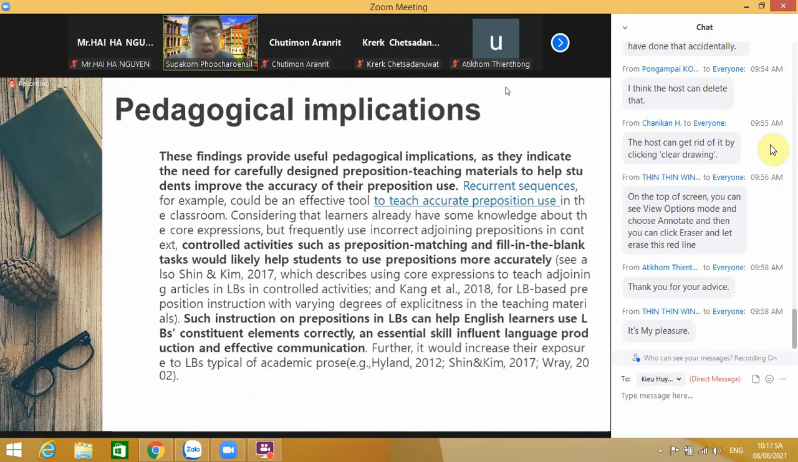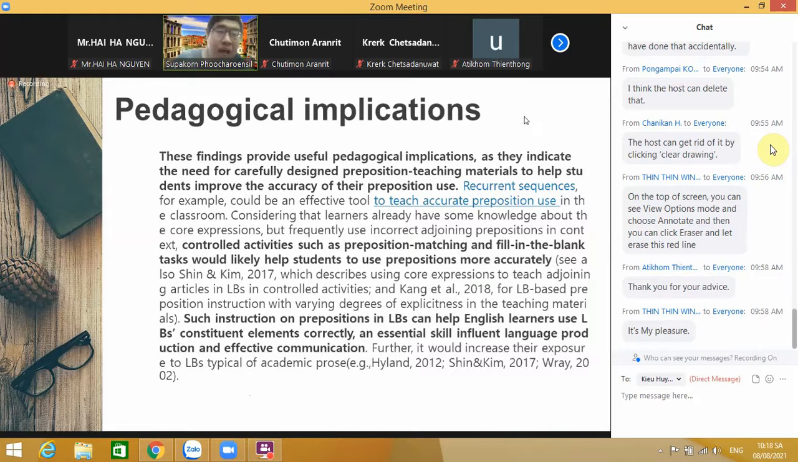Okay, so here, pedagogical implications. This is very important. As I said earlier, if you are in the field of English language teaching, TEFL, TESOL, whatsoever, this part is very important, and you should not miss it, because if you miss it, the reviewers might ask you to add it anyway, or maybe they are going to reject your paper, right?